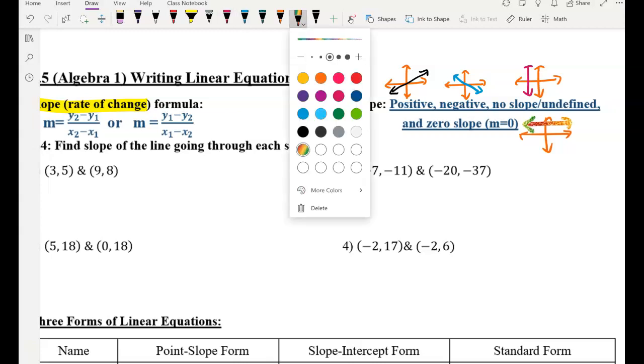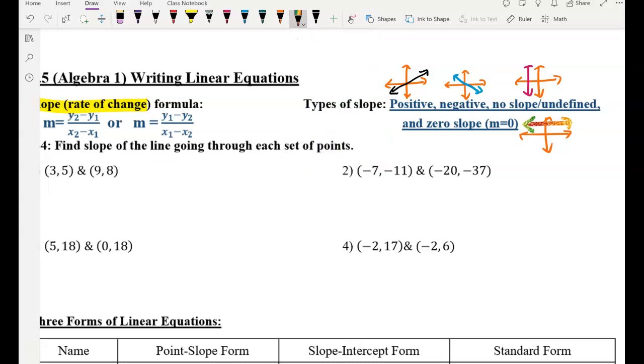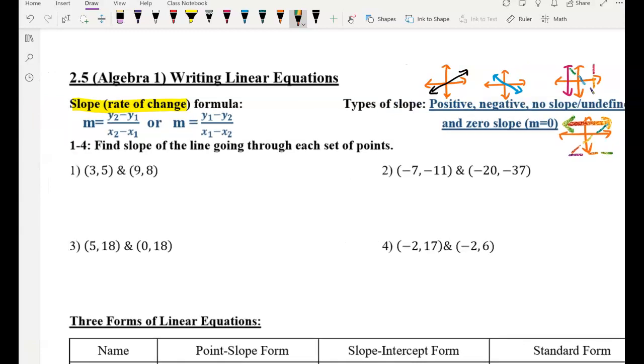Now, some students said, well, I learned this trick from my Algebra 1 class. No slope, students, when you can make an n out of that, okay? Zero slope is when you can make a z out of that line. So that kind of helps you guys out in memorizing that.